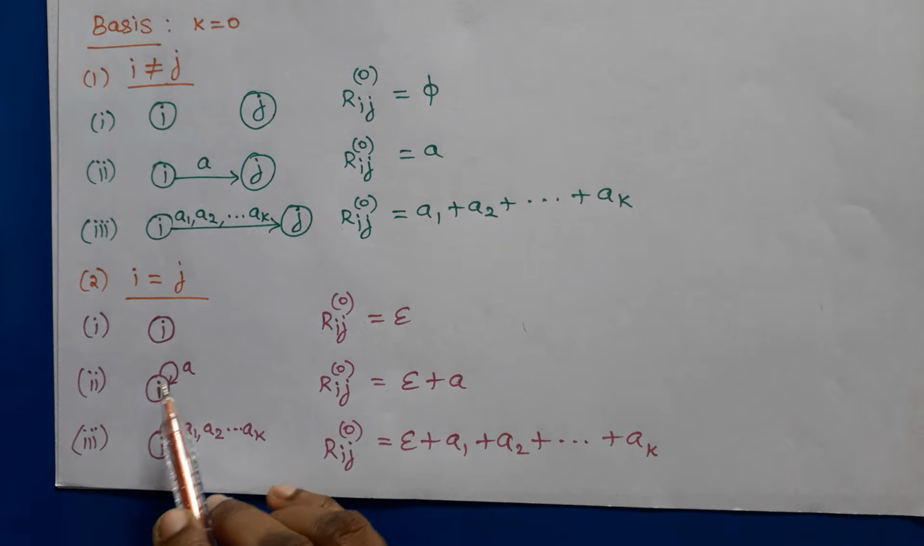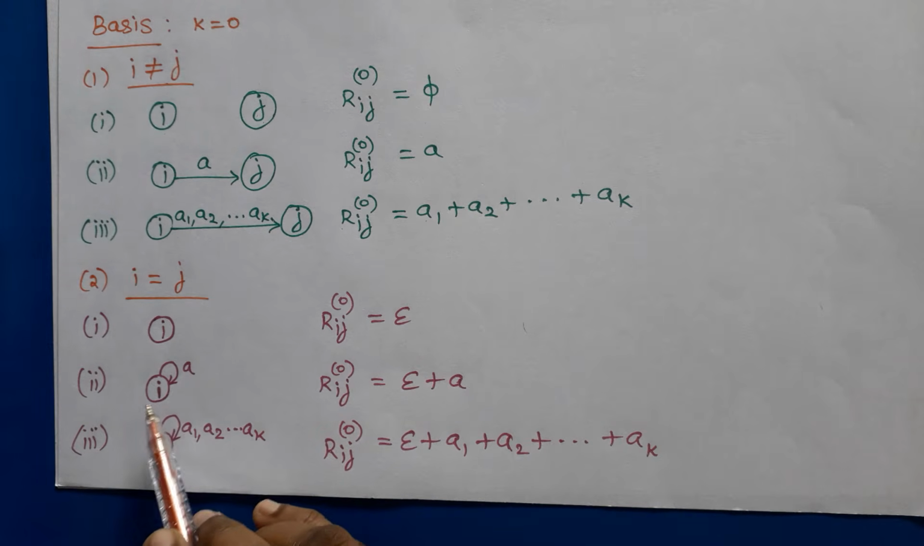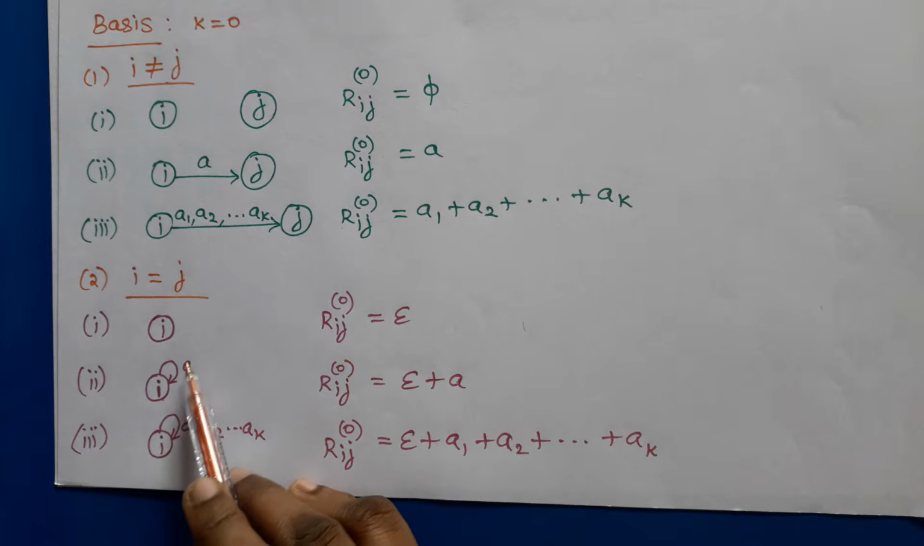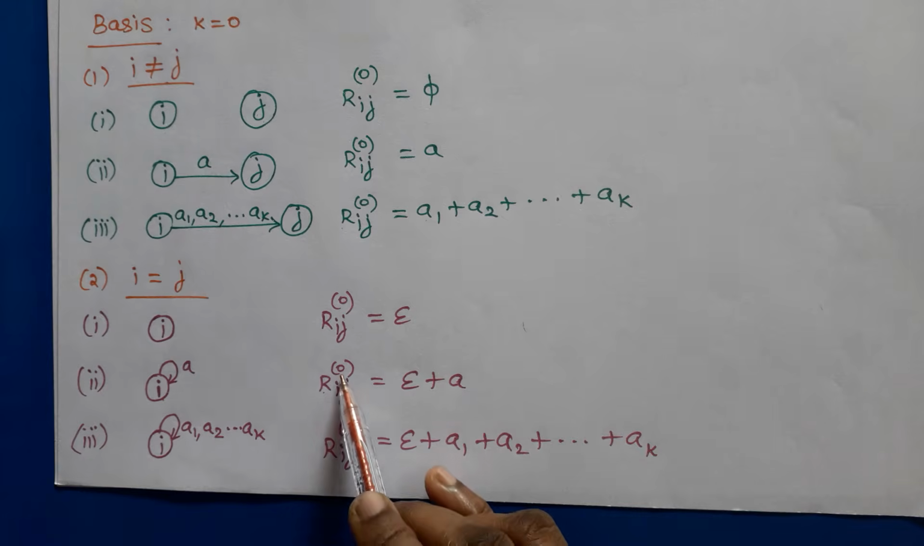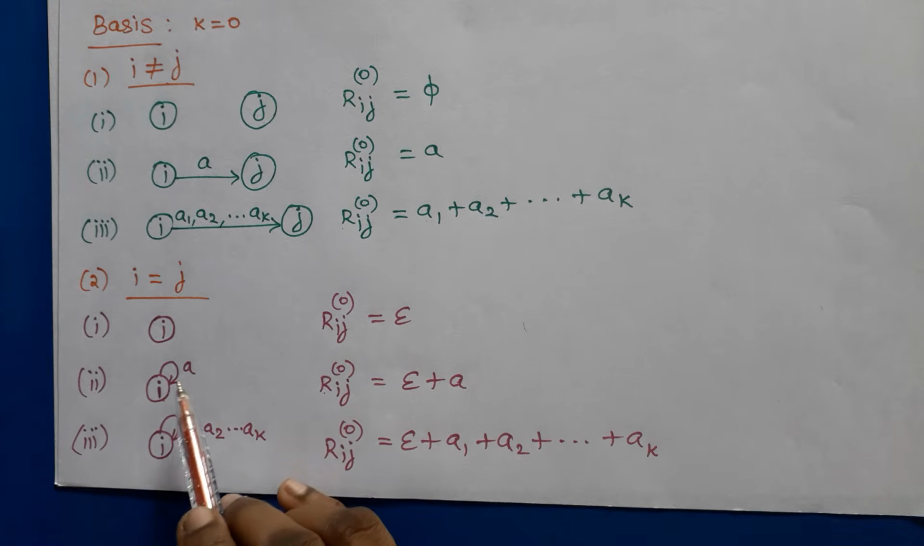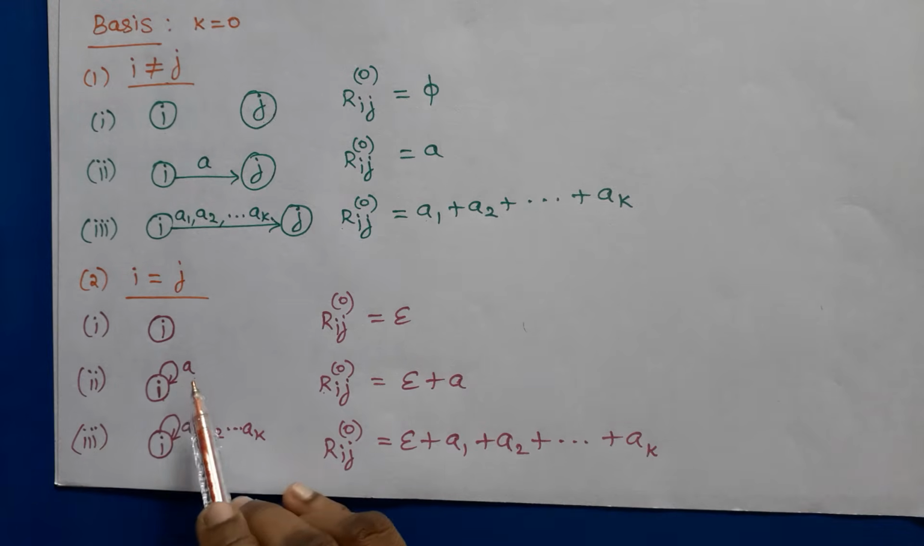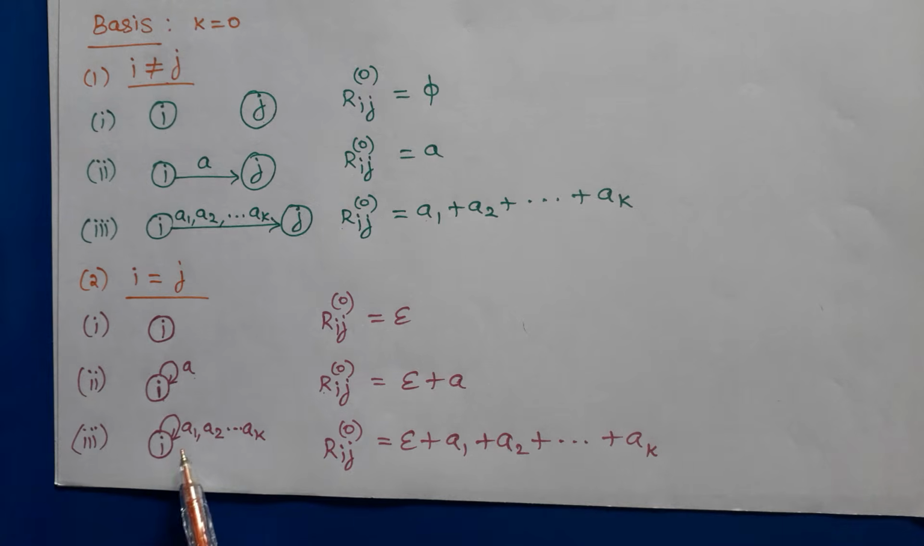If there is only one transition from state i to state i, that is a transition on a, then the regular expression R_ij^0 is equal to epsilon plus a, either epsilon or a. Then if there are k transitions from state i to state i on the input symbols a1, a2 up to ak, then R_ij^0 is equal to epsilon plus a1 plus a2 plus up to plus ak.